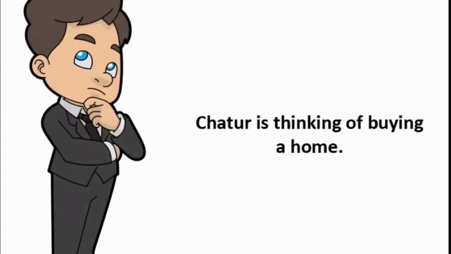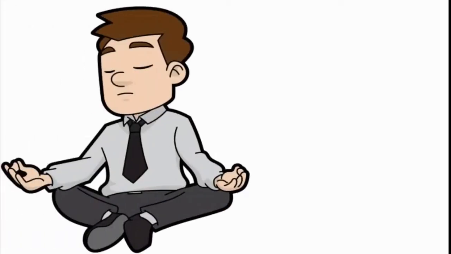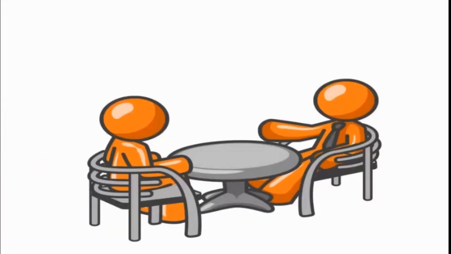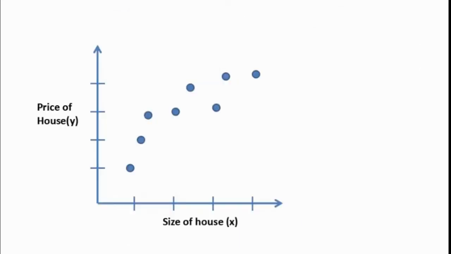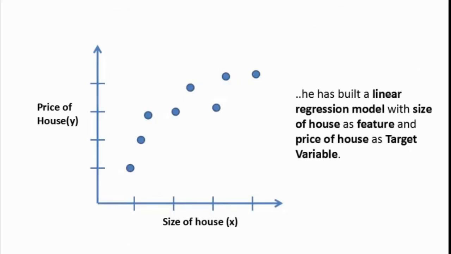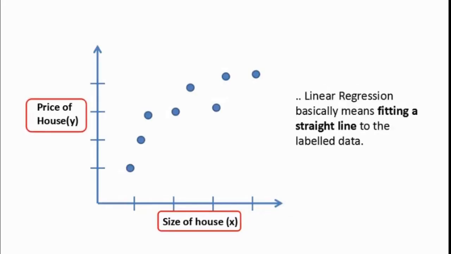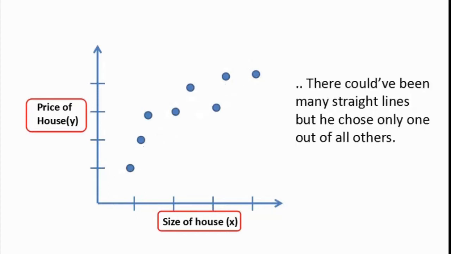Chatur is thinking of buying a home, but he knows negotiating price is a tiring job. So he came to me and said, I have built this amazing model which can predict price of a house from its size. I said, let's see it. What he has built is a linear regression model with size of house as feature and price of house as target variable. Linear regression basically means fitting a straight line to the labeled data.